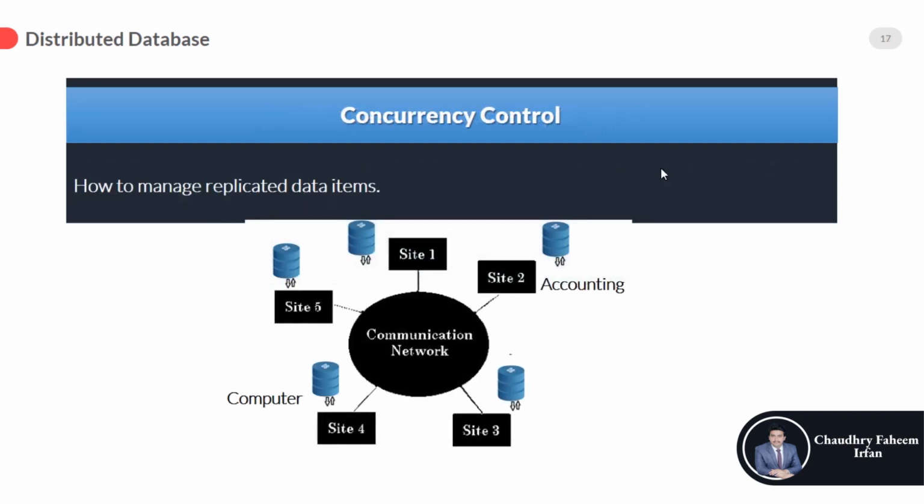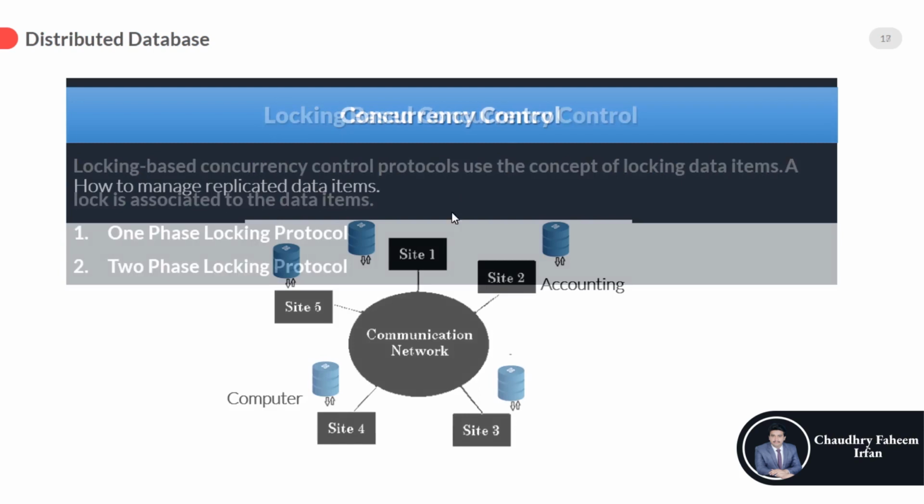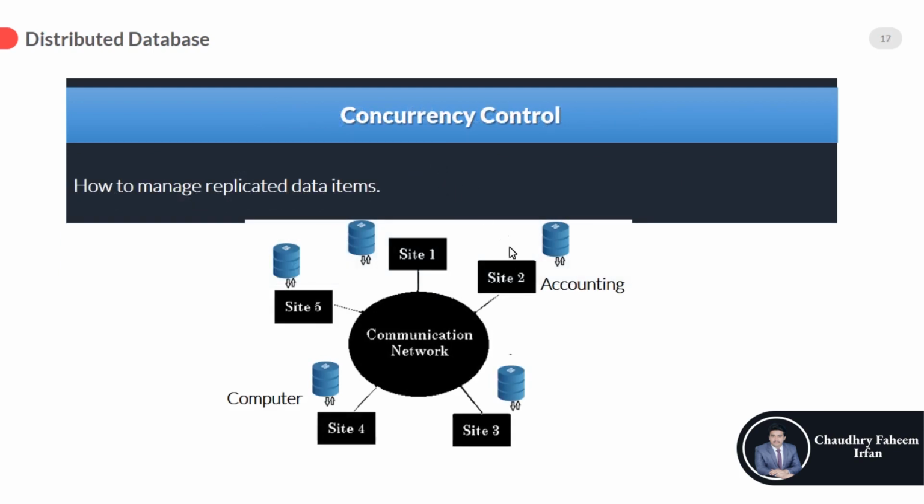For example, suppose I want to update data at site 1 and I am here at site 4, and site 3 also wants to update data at site 1. First I will lock the specific atom at site 1, then I will update it. So first lock the atom, then use it. Locking means no one else can use it during the locking, only you can use it.